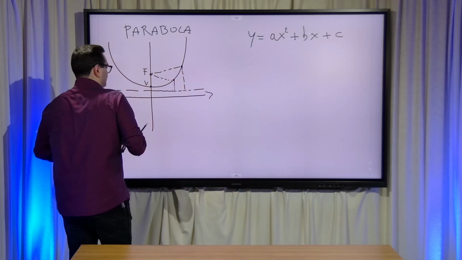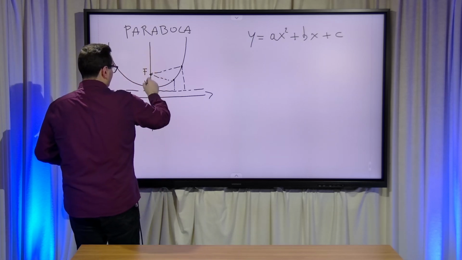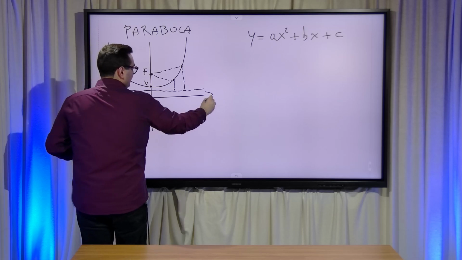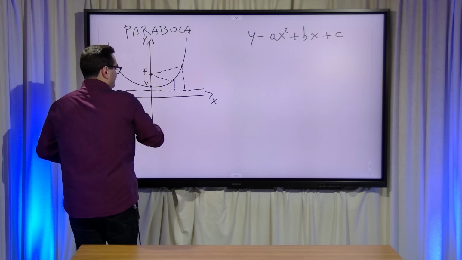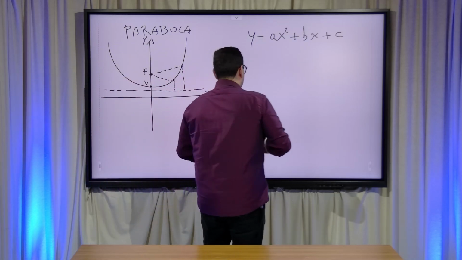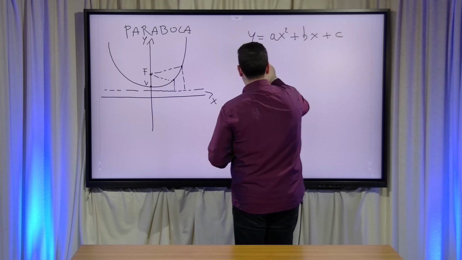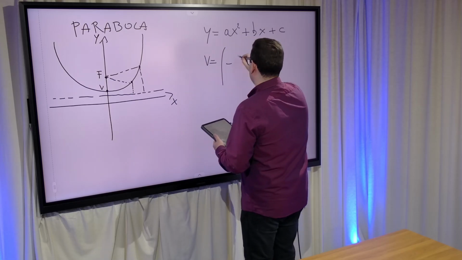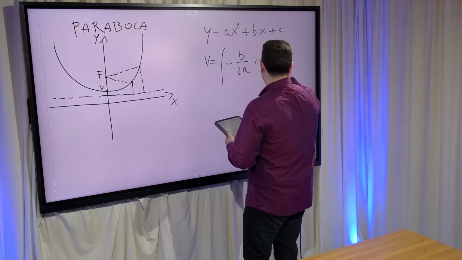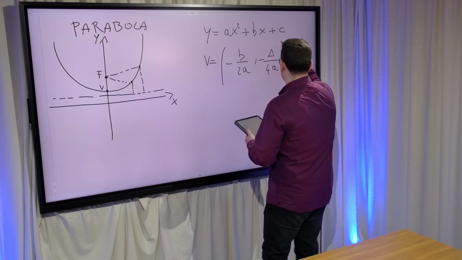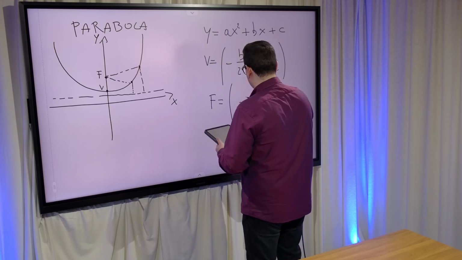This point is called the focus, and this one is the vertex. And the line passing through these two points is the axis of the parabola. If you consider this plot, the y-axis of the plane is also the axis of the parabola. I will report here some basic results that can be useful. The coordinates of the vertex are this one. The coordinates of the focus are this one.